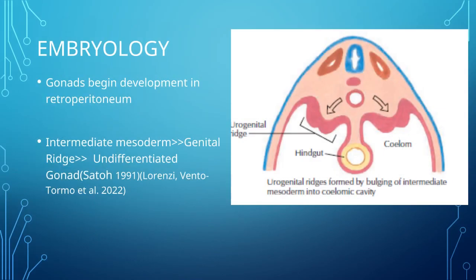The testis begins as an undifferentiated gonad. This structure is derived from the intermediate mesoderm, one of the 3 germ layers of the embryonic disc. The intermediate mesoderm forms the urogenital ridge, which you can see here in the highlighted red region. This differentiates into distinct genital ridges, which give rise to the undifferentiated gonad. Migration of primordial germ cells from the yolk sac into the gonad, which is illustrated with arrows, completes the development of a functional testis. The origin of the gonads, high in the retroperitoneum before descending into the scrotum, is important, as this journey establishes the anatomic basis for the inguinal canal and its layers.